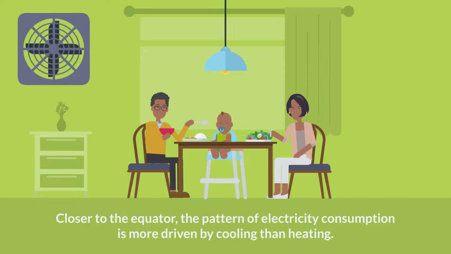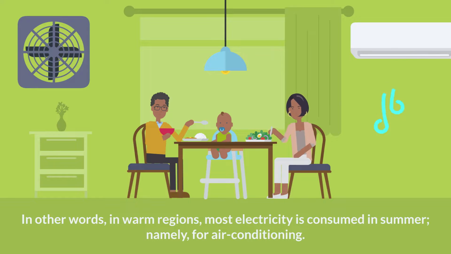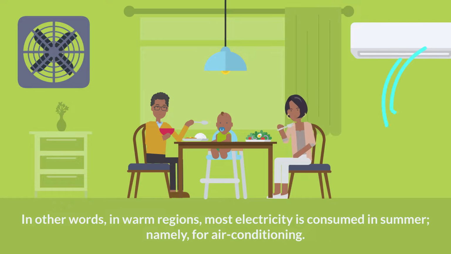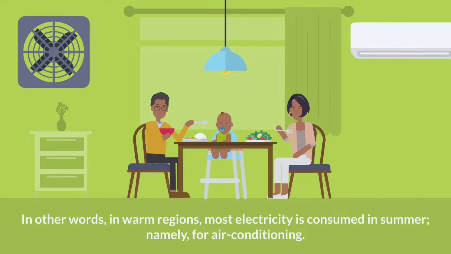Closer to the equator, the pattern of electricity consumption is more driven by cooling than heating. In other words, in warm regions, most electricity is consumed in summer, namely for air conditioning.